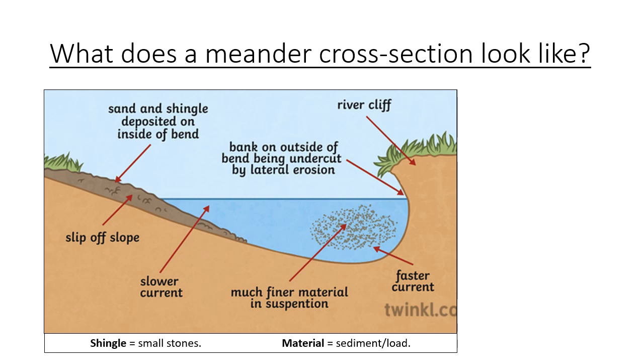So if you look carefully at the diagram, you've got the inside of the bend and the outside of the bend. We know that on the outside of the bend, think back to those cars, that's where erosion is going to be occurring, and that's where we get our river cliff. So our river cliff here is quite literally a little cliff on a river. The bank on the outside here, as it says, is being undercut by lateral erosion, sideways erosion.